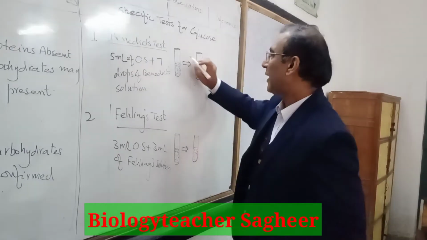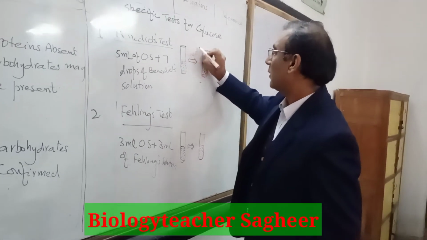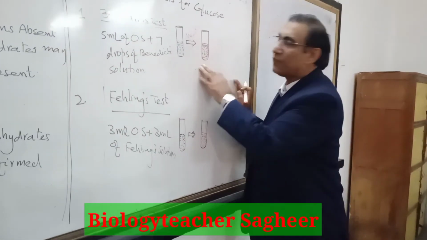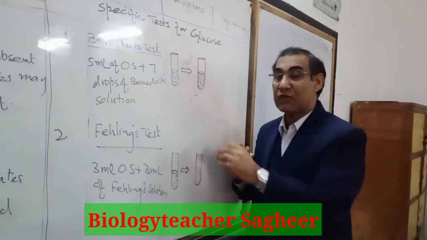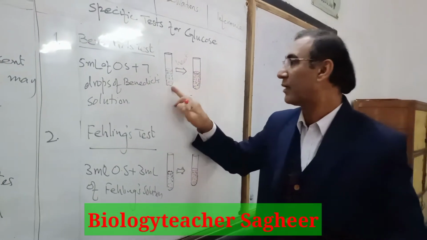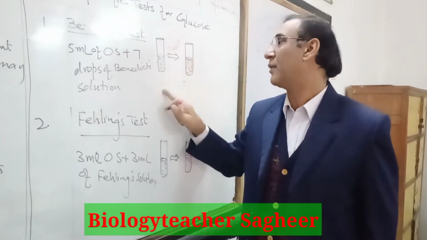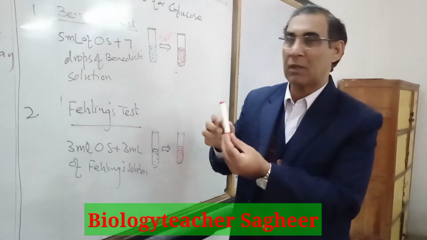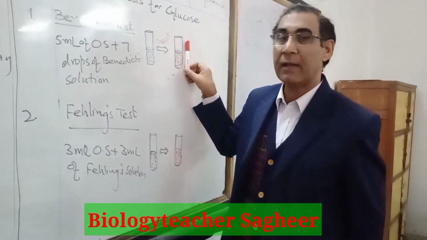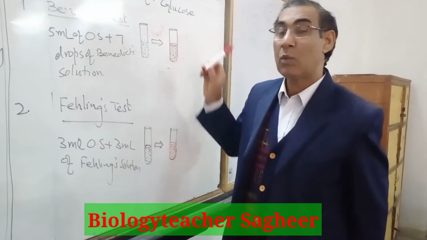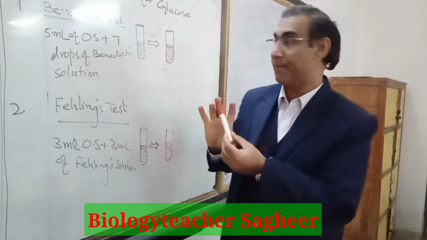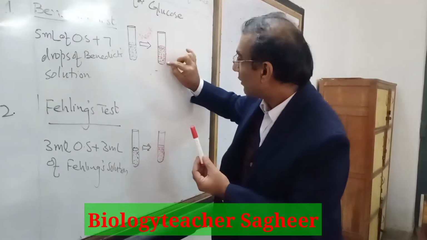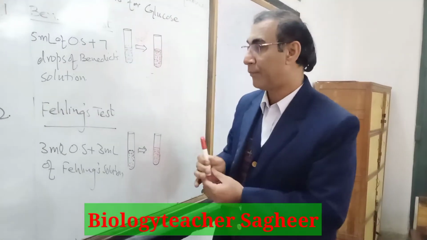After taking that, you have to heat it. After heating, you will find the change in the colors. First, it would turn green, and then yellow, and then brick red. If you allow it to stand for some time in the test tube stand, what will happen? The PPT would be shown here at the end.